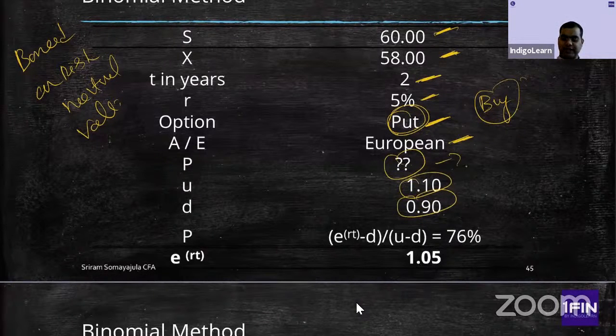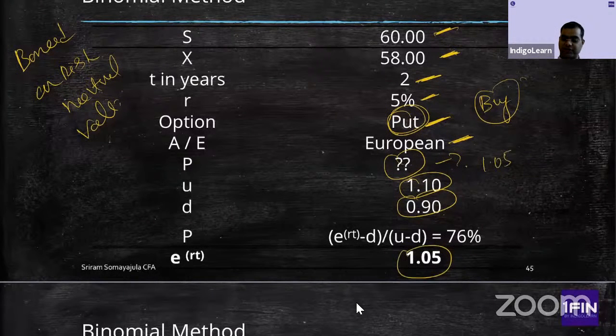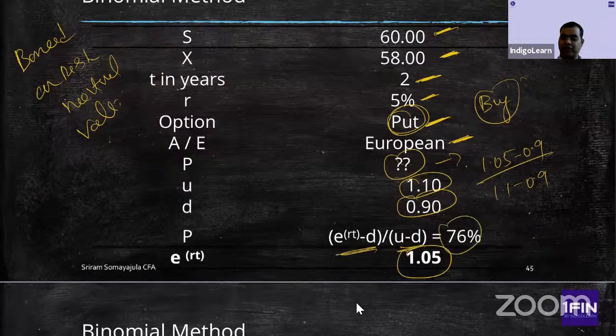Based on that, P is equal to e power RT minus D by U minus D, and they've given the e power RT value as 1.05. So what you can do is 1.05 minus 0.9 divided by 1.1 minus 0.9. I'm basically using this formula. Then you will get a probability of up move as 76%. How is this probability relevant?